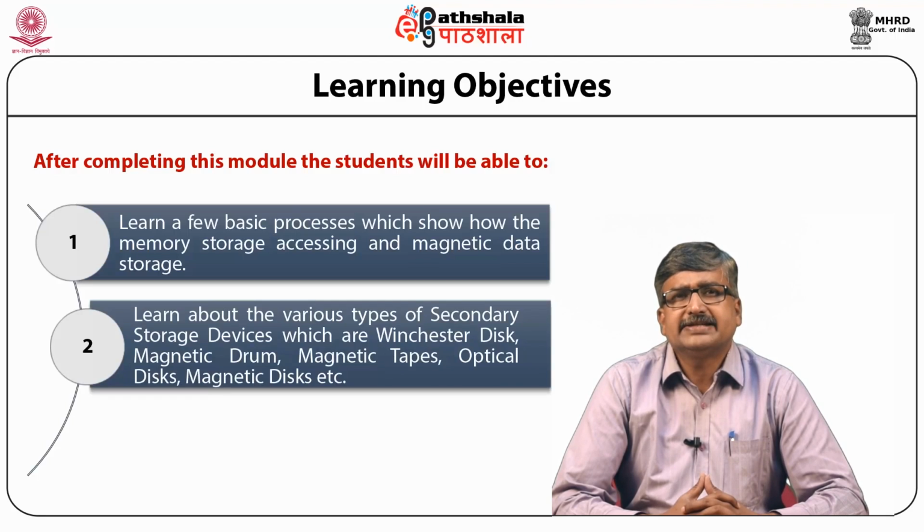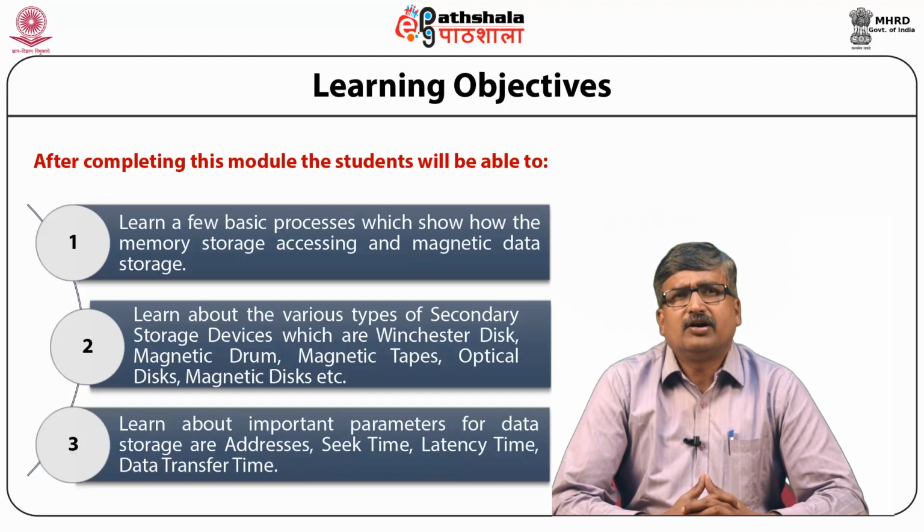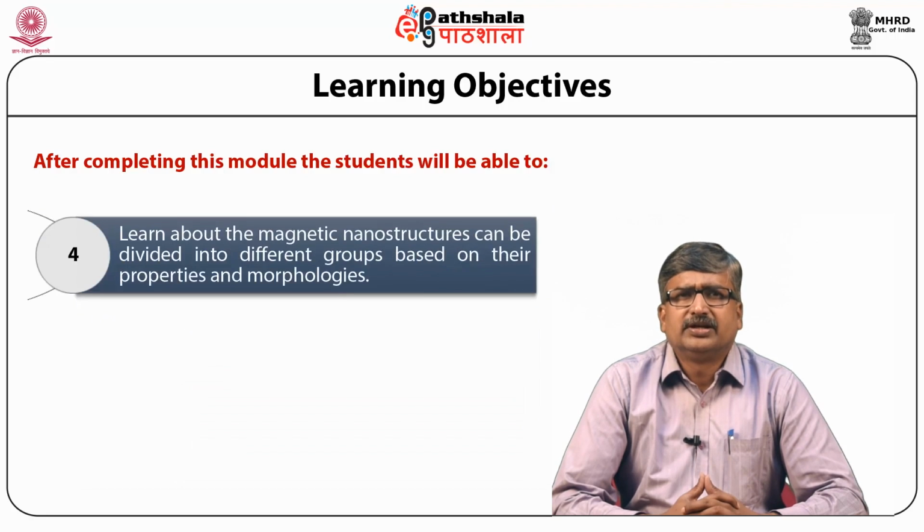Also learn about the various types of secondary storage devices, such as the Winchester disk, magnetic drum, magnetic tapes, optical disc, magnetic disc, etc. Also learn about important parameters for data storage: addresses, seek time, latency time, data transfer time, etc. We will also learn how magnetic nanostructures can be divided into different groups based on their properties and morphologies.